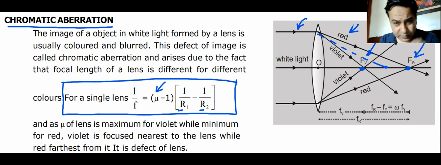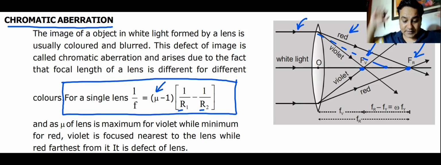Remember, if a question comes on this chromatic aberration, they might give you 4 diagrams and then ask you which is the correct diagram. So remember, violet, smallest wavelength, largest mu, will be deflected the most, it will be focused at the nearest point, and the red light will be focused at the farthest point. Do we understand this? Yes or no? Can I have some raised hands if we understand this?